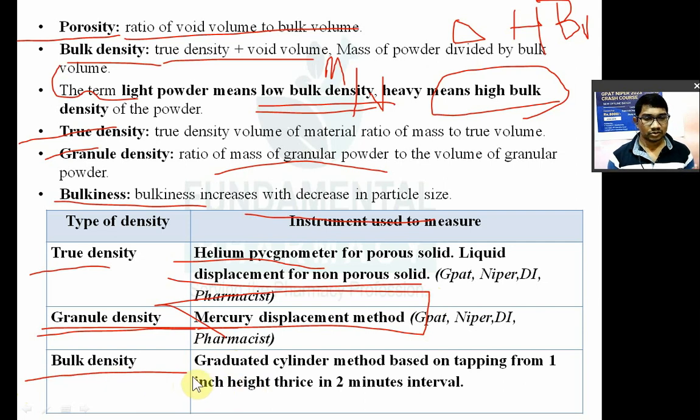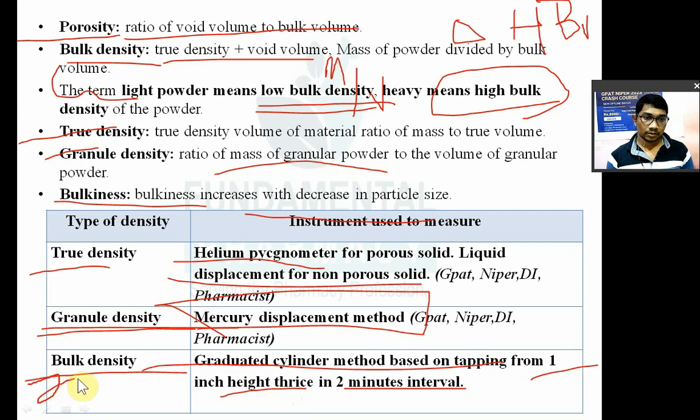A graduated cylinder, your measuring cylinder, based upon tapping from 1 inch. So you have to do 3 taps. Take, for example, 5 grams of powder in the measuring cylinder, and then you have to tap it on a wooden table from 1 inch, 3 times in a 2-minute interval. That is known as 3-tap powder.